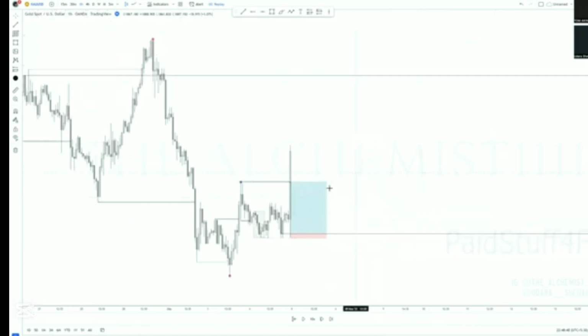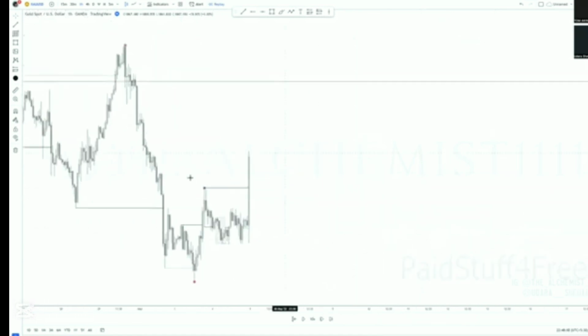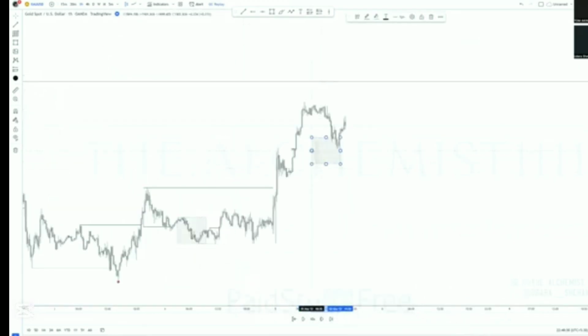Okay, but yeah, this wasn't the setup I was going to show you. Let me show you the next one. Now, once again, we wait until Asia ends, next day's Asian session. So that is from 3:30 to 9:30 a.m. my time. There we go, Asia.